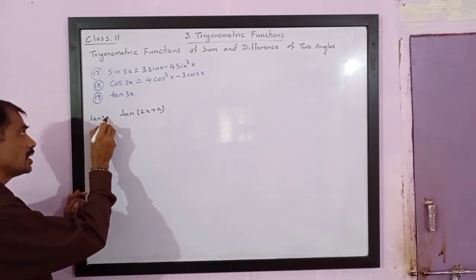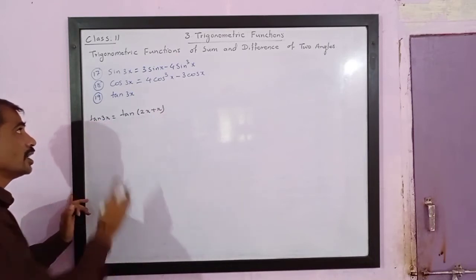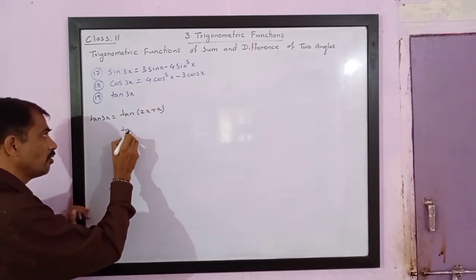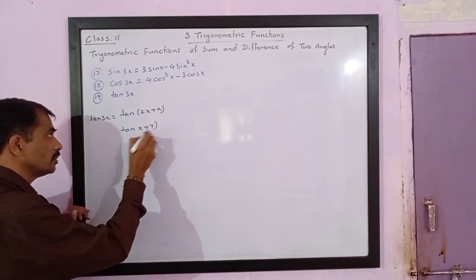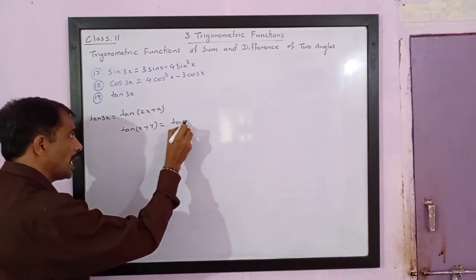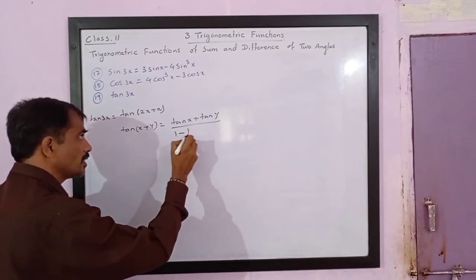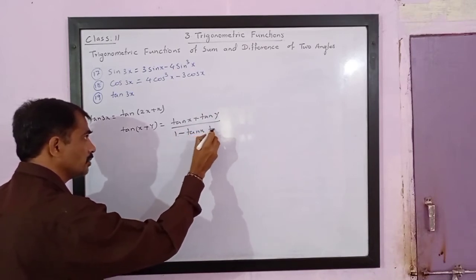This is tan 3x is equal to tan of 2x plus x. We are going to split it into 2x plus x and we have the identity for tan of x plus y. That is equal to tan x plus tan y upon 1 minus tan x tan y.